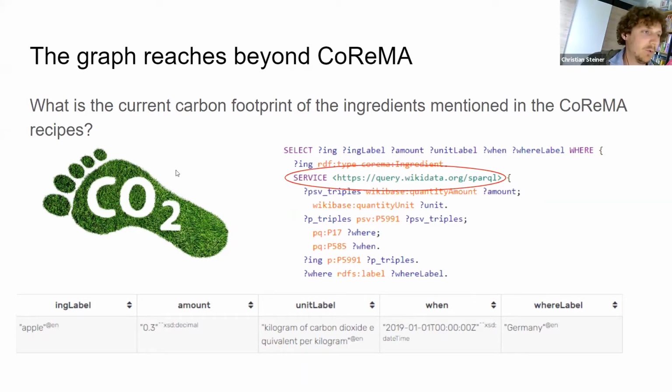This is one example where I can ask a question like, what is the current carbon footprint of the ingredients mentioned in the CoReMA recipes? We definitely didn't include anything like that in the CoReMA project. We never asked a question like this during the project time. It's none of our interest, but the information is there. Why is it there? Because we used linked open data. And so I can, just for fun, if I want, do that and find out that in 2019, an apple had 0.3 kilogram of carbon dioxide equivalent per kilogram in Germany. So this is information that was definitely never recorded in the project, but it's there and we can query it. And so it opens up a whole level of reusing the data.